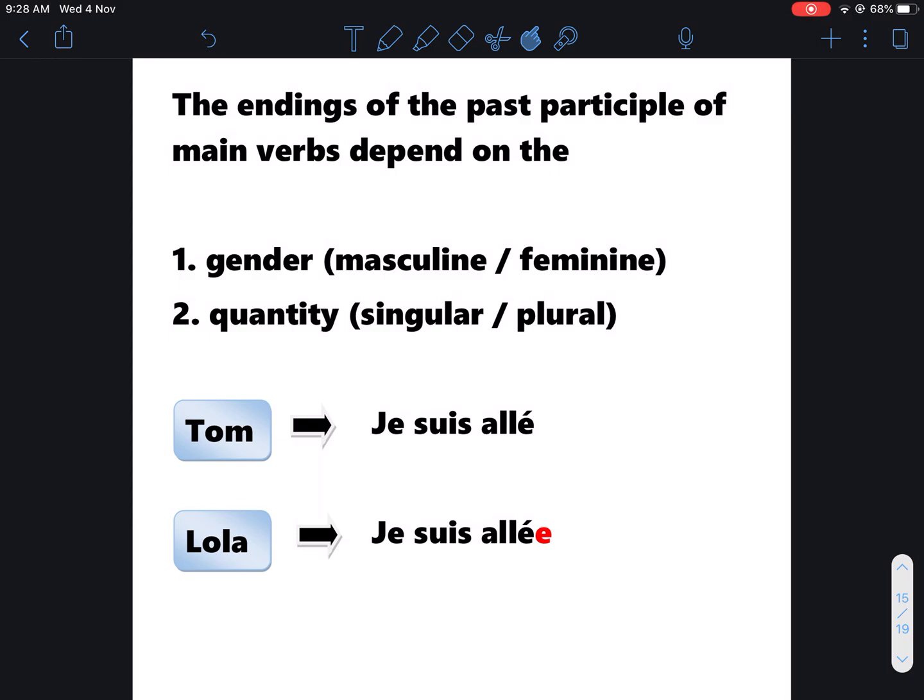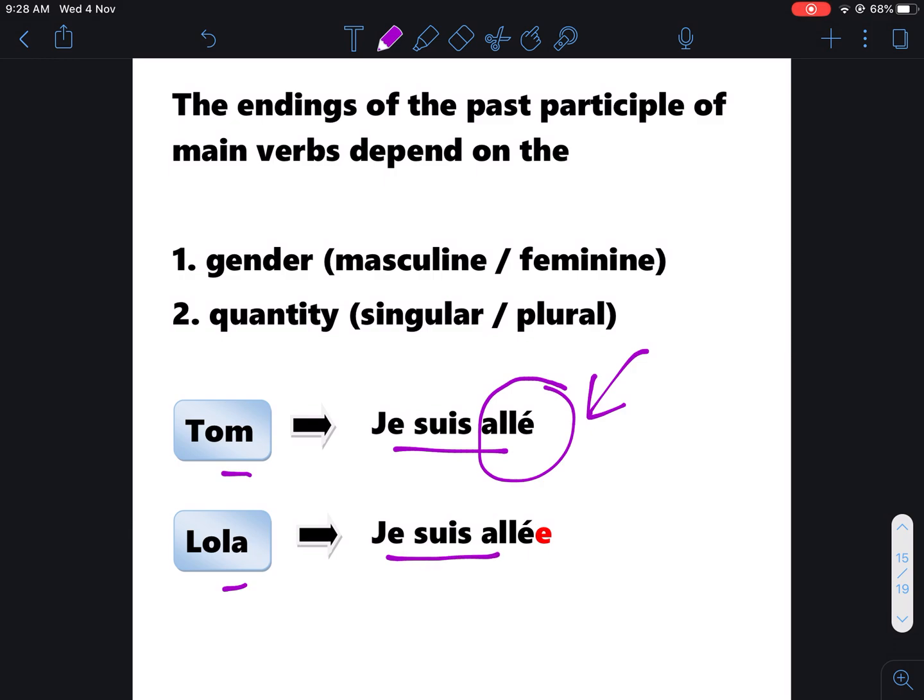Now, here you have two people, Tom and Lola. Tom says, je suis allé. When he speaks, he says, I went. So there is no ending added to the past participle, allé. But when Lola says, je suis allée, she also says, I went. The ending e is added because she is a girl. Can you see that? For male, no need. But for female, you add e.